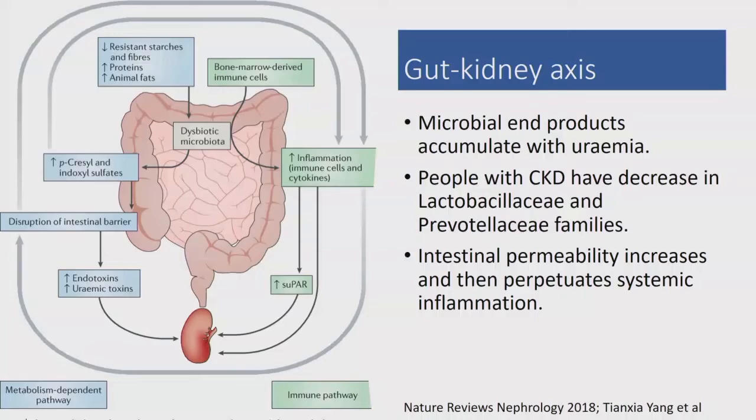And I guess the last area that's potentially quite interesting is the gut-kidney axis, which is where microbial end products that accumulate with uremia will actually exacerbate systemic inflammation and perpetuate ongoing kidney disease. With people with chronic kidney disease, it's been again identified that they have a decrease in particular bacterial families, and there is some emerging evidence that probiotic treatment with those particular families will benefit their overall management and can lead to some improvement in resolution of some of the clinical signs. It doesn't reverse the damage that's there, but it might ameliorate some of the ongoing changes.